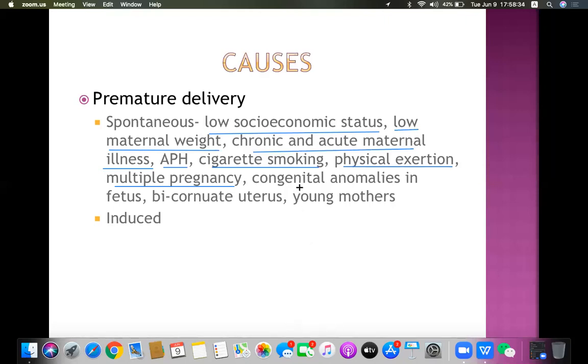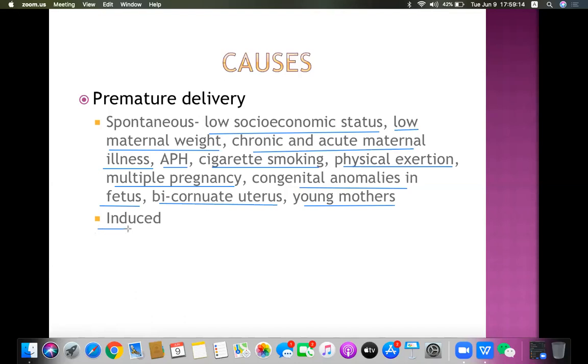Congenital anomaly in the fetus, any type of congenital anomaly, more commonly, for example, anencephaly, a very important congenital anomaly, the baby may be born premature. Bicornuate uterus, this is a congenital anomaly of the uterus in the pregnant lady. There is not enough space inside the uterus, so there is a chance of premature delivery. And very young mother: if somebody is pregnant before 18 years of age, then they can also give rise to premature delivery. So many important causes are there.